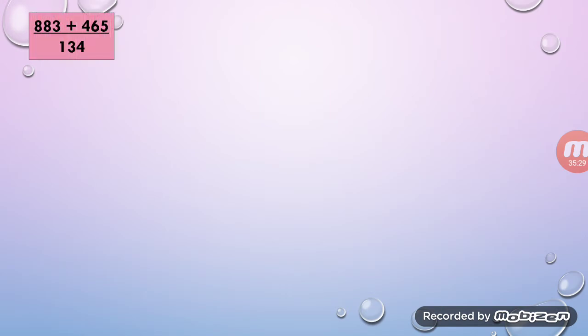Now, moving on to our next questions, we're going to be dealing with whole numbers, but with a twist. So here we see 883 plus 465 all over 134. Now, the purpose of this question is we're going to be dealing with rounding to our left decimal number. So what does that mean? Well, I'll show you. So here we see the number 883.